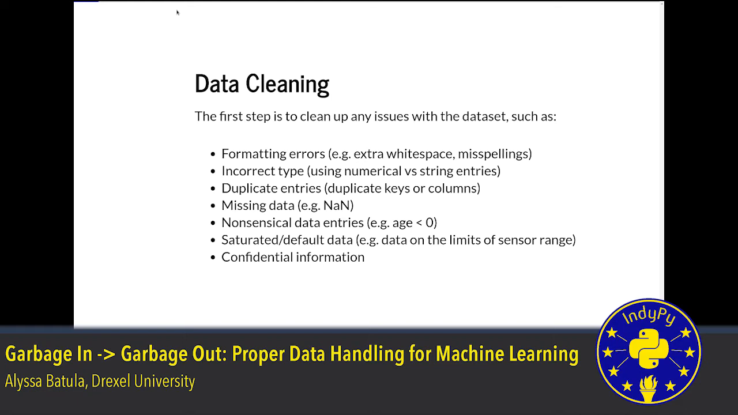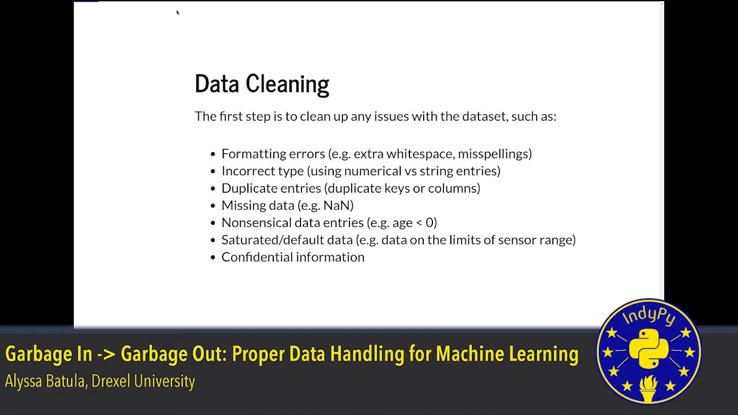There can also be saturated or default data. If you have a sensor that can only measure something up to 12 feet long, and anything longer would also be recorded as 12 feet, even if it was actually 30 or 40, how do you deal with things like that? And then you can also have confidential information that you may want to consider removing from your data set if you don't think it's appropriate to share or show to anyone else.